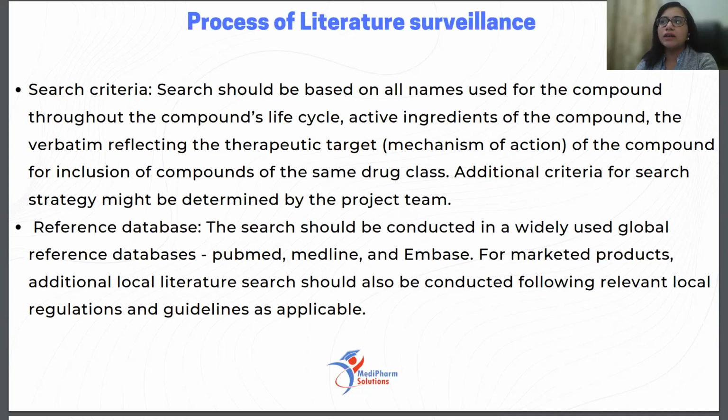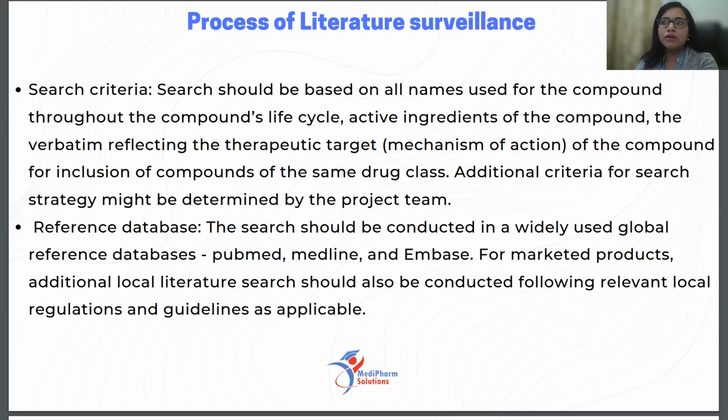If they ask how you do this literature search and what your process of search criteria is, you can say that based on all the active moiety substances for our company compound that have been used throughout the life cycle of the product, and based on the mechanism of action and the drug class, we have a certain search criteria that has been set for our company.